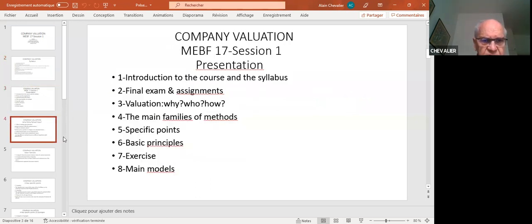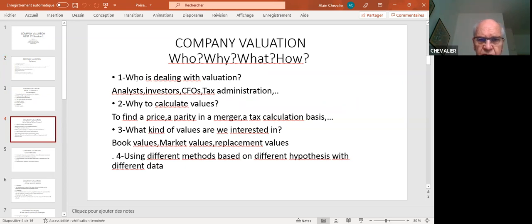So now, if I move to slide 4, the question is, who is dealing with valuation? What you find is that different players are looking for values. Analysts, of course, analysts in banks or insurance companies, for example. Investors. It could be institutional investors, it could be investment funds, it could be individual investors.